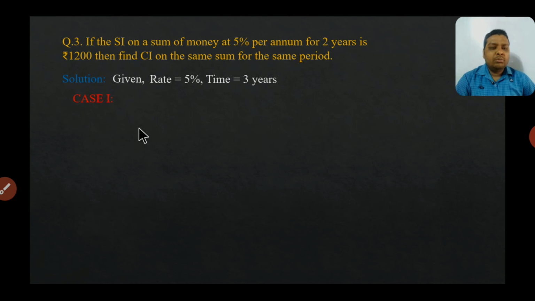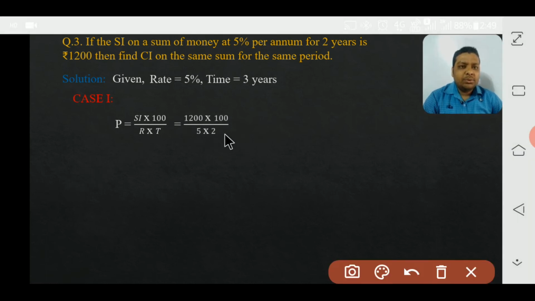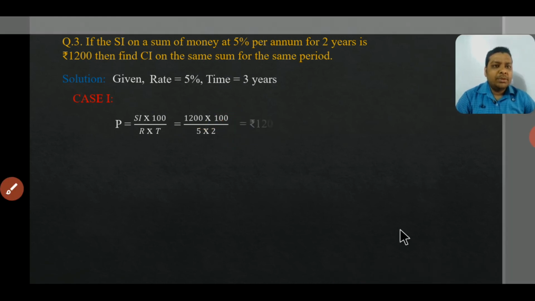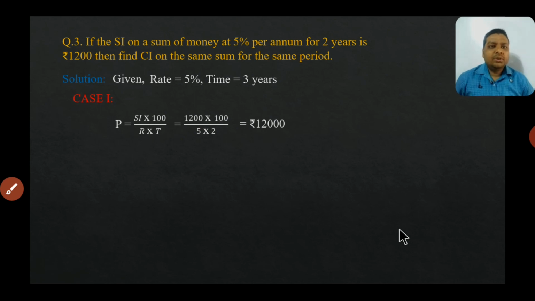Now we know the formula. Case 1: P is equal to SI into 100 by R into T. Let's put the value and solve it. Here 5 2 is 10. Then together we can cut 1 0. So it will be 12,000 and that will be the principal. Okay, now case 2.